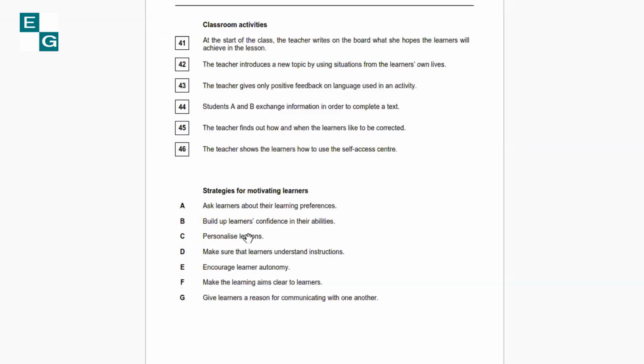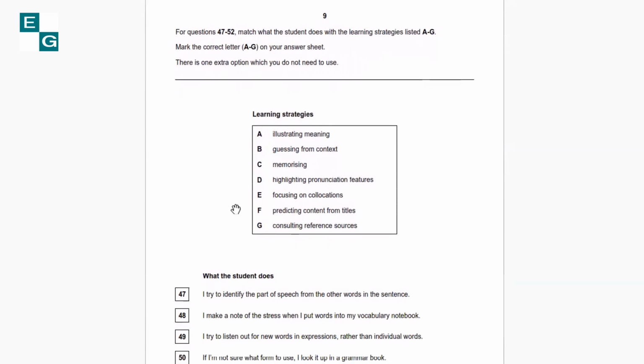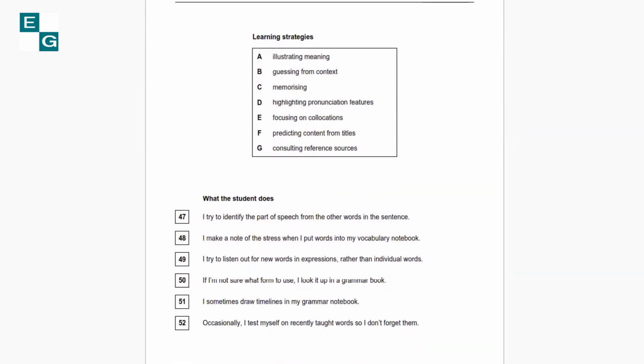Okay. Let's continue here. And it says, for questions 47 to 52, match what the student does with the learning strategies listed, A through G. Mark the correct letter A through G on your answer sheet. There is one extra option which you don't need to use.